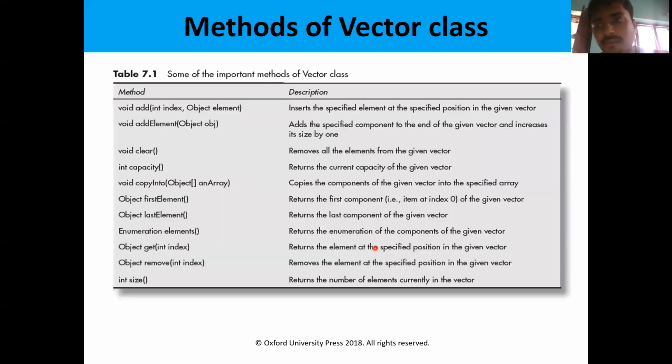The vector class provides some predefined methods. Vector is a predefined class. Those methods are, first one, void add. Add is a method to insert an element into the vector. Then void add element, void clear, int capacity, void copy into, object first element, object last element, enumeration list, object get, object remove, int size of a vector. So there are many methods provided by the vector. Let us see an example to illustrate these methods.